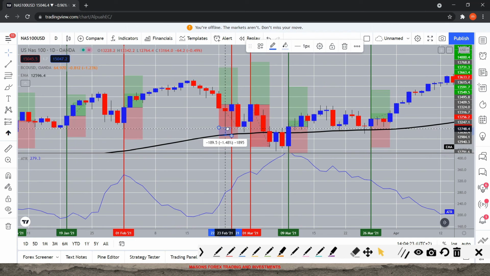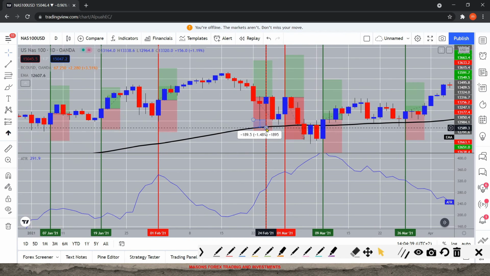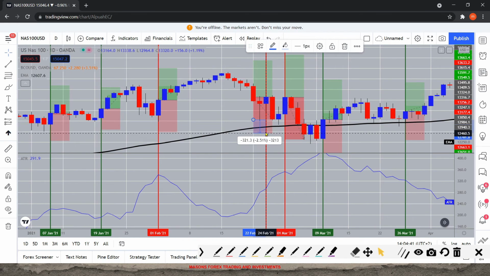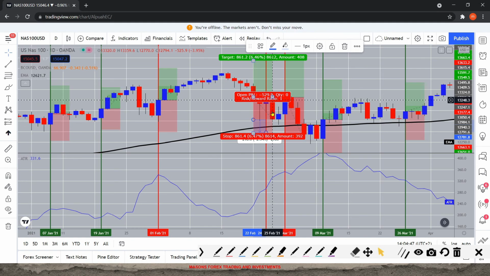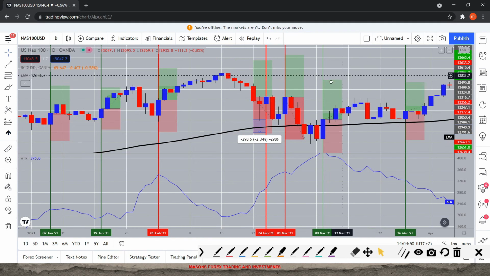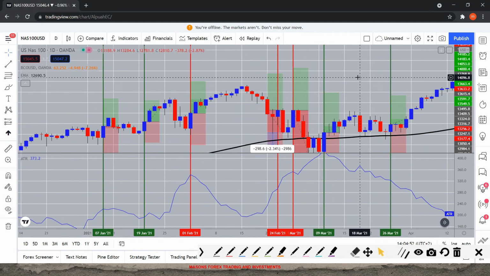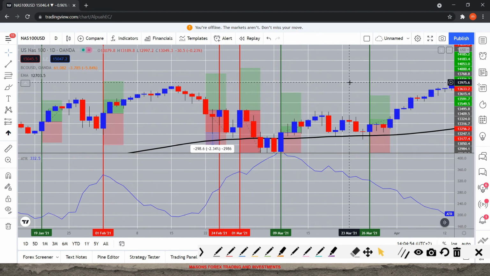You can again use the tool to measure your ATR, or stop loss rather. You hover onto this candle here and it gives you the value of 291.9, and then you can actually set your ATR stop loss, which is about 291. I'm trying to keep the video as short as possible so you can actually go yourself and get these values precisely.